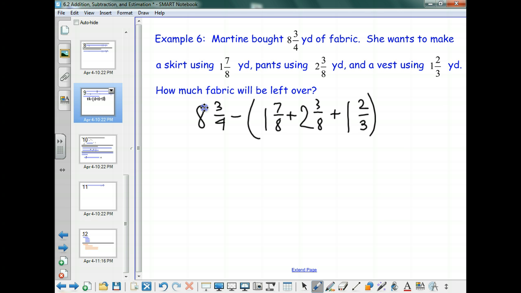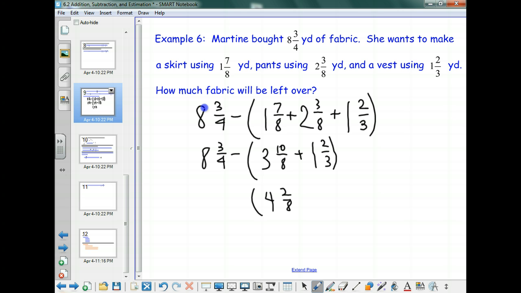All right, so Kayla's suggestion is correct, though. Let's actually combine the ones that have the common denominator first. So if you have 1 7/8 and 2 3/8, what does that give you? 3 10/8. Do we get to leave 10/8? All right, so here's 1 2/3 still. And then 10/8 would be 4 2/8. I'm still not quite where I want to be, but I'm getting closer.